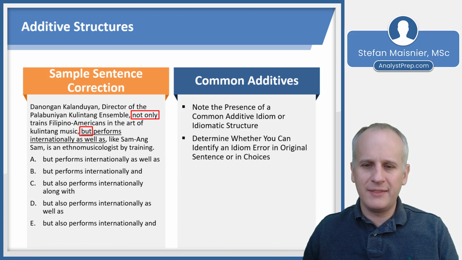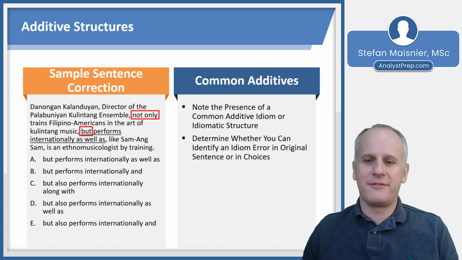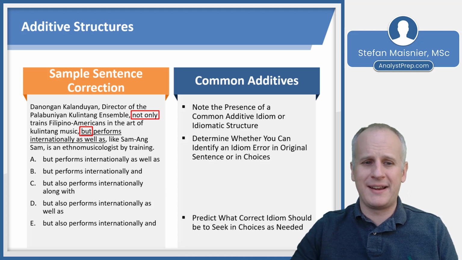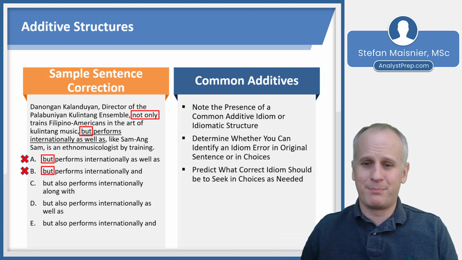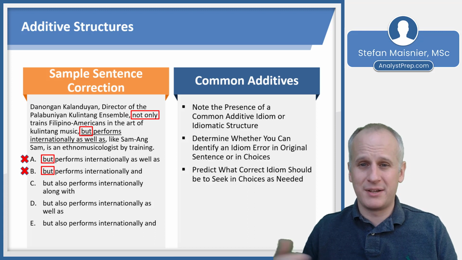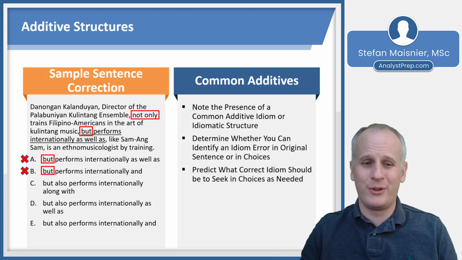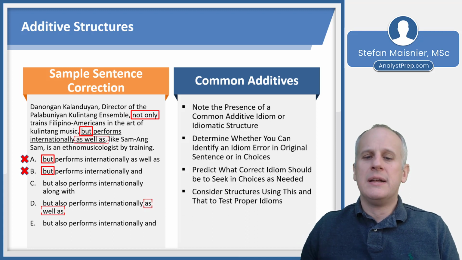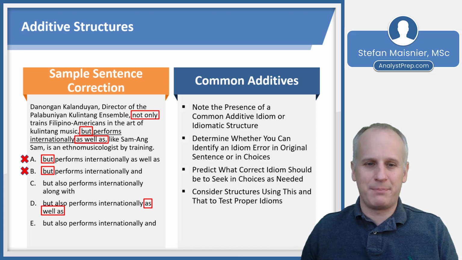So let's consider whether we can actually identify an idiom error in this original structure. You may recall that this should be "not only, but also." So we can predict what the correct idiom should be because we just saw it: "not only, but also." So we can eliminate A and B immediately. Then you could consider additional structures using this and that to test the proper idiom. So you can see we've got an "as well as" afterwards as well. So we've got "but performs internationally as well as like Samang Sam."